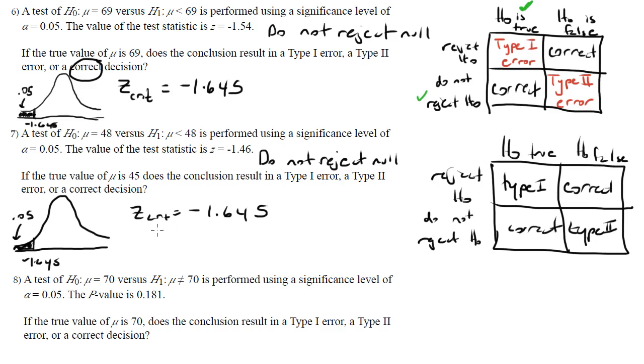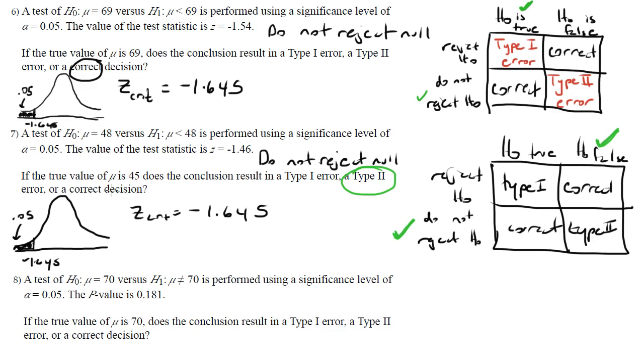So let's see what the mean actually is. The true value of the mean is 45. That's less than 48. So the null hypothesis was false. We did not reject it. So we actually made a type 2 error here. The null hypothesis was false because the mean is less than 48. Mean does not equal 48, so the null hypothesis was false.